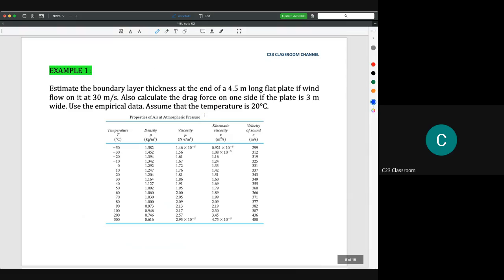So let's see the example. For example, example 1 here. Estimate the boundary layer thickness at the end of a 4.5 meters long flat plate if wind flows on it at 3 meters per second. Also calculate the drag force on one side if the plate is 3 meters wide. Use the empirical data, and assume that the temperature is 20 degrees Celsius. So we know that the temperature is 20 degrees Celsius, so maybe we need to calculate based on this value.